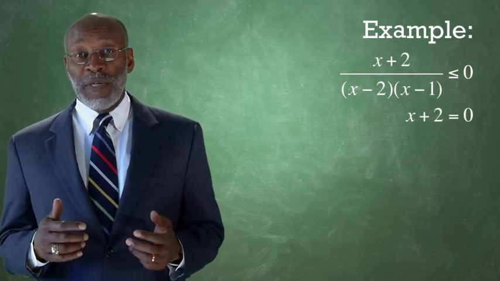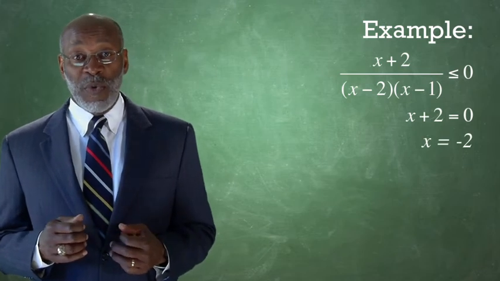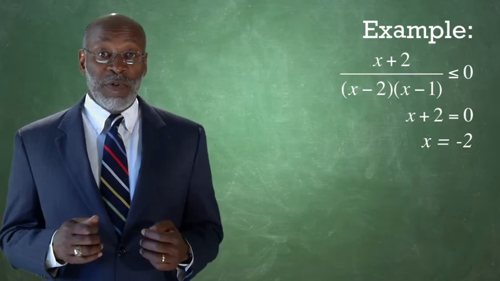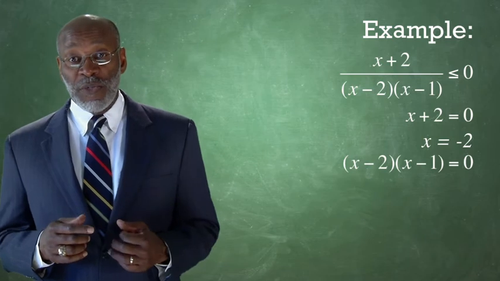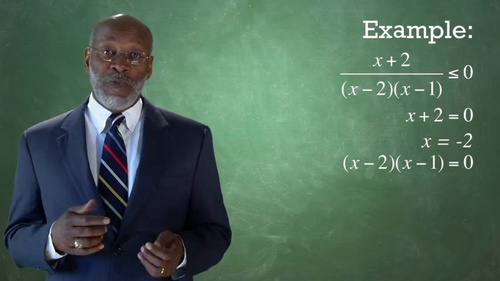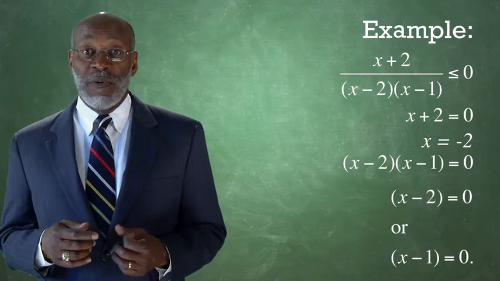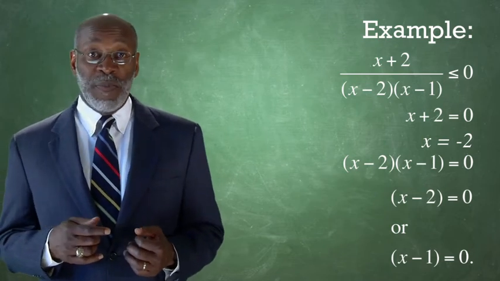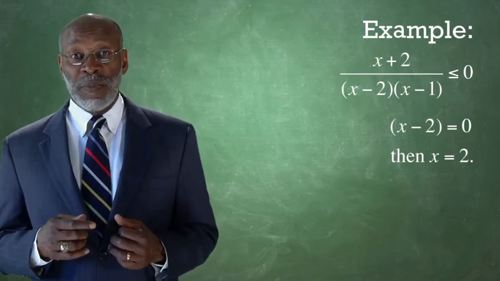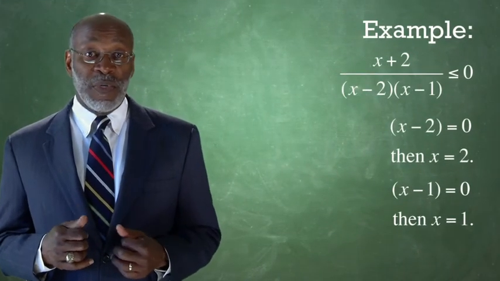Step 2. To make the numerator 0, we put x plus 2 equals 0. That gives us x equals negative 2. To make the denominator equal 0, we put x minus 2 times x minus 1 equals 0. Using the zero factor property, either x minus 2 equals 0 or x minus 1 equals 0. When x minus 2 equals 0, then x equals plus 2. When x minus 1 equals 0, then x equals plus 1.